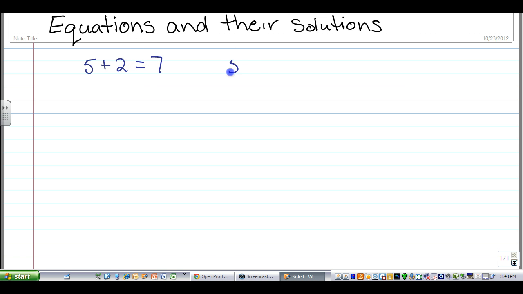If I said 5 plus, I don't know, equals 7, I'd ask you, well, what should I put for this I don't know part? 5 plus what equals 7? Well, the solution for that would be 2. So the solution for 5 plus what equals 7 would be 5 plus 2 equals 7. So 2 is the solution. Make sense? Good. All right.